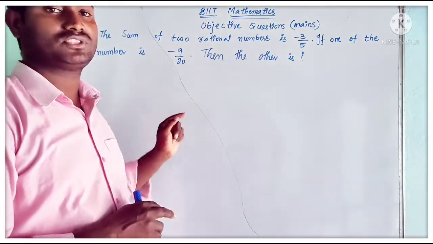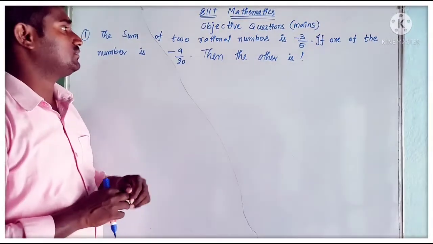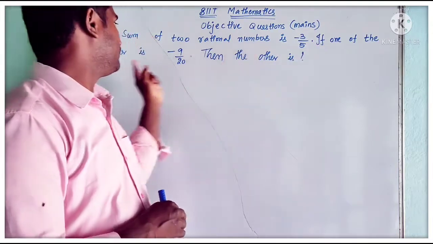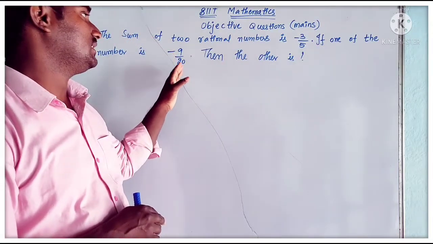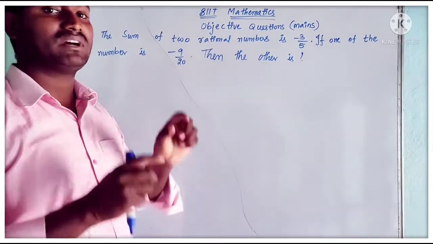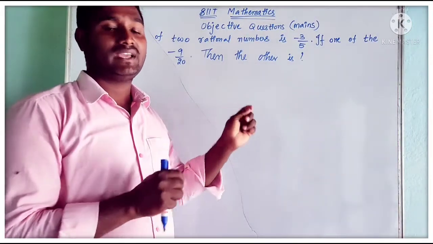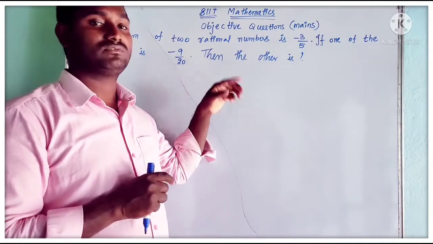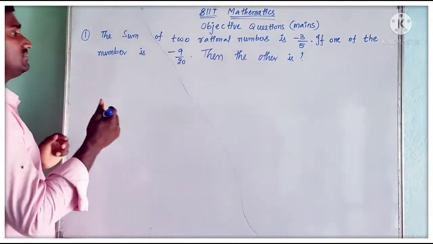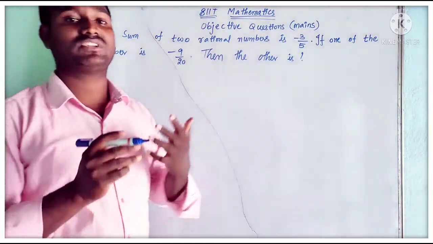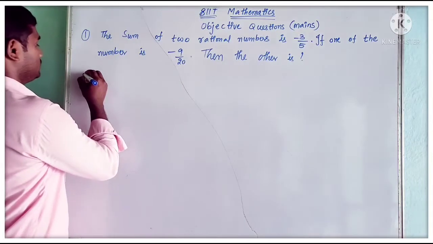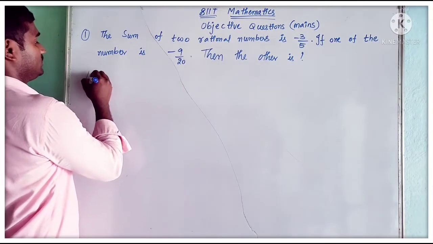So, in that first question, we have the sum of two rational numbers is minus 3 by 5. If one of the number is minus 9 by 20, then find the other number. The sum of the two rational numbers is given and one of the numbers is given, so we need to find the other rational number. We don't know the other rational number, so we can assume it as x.